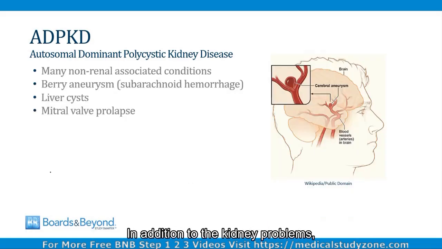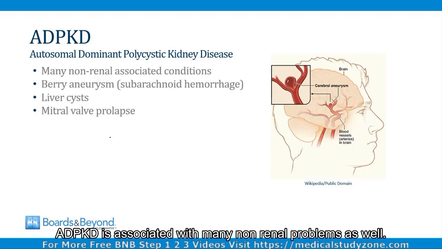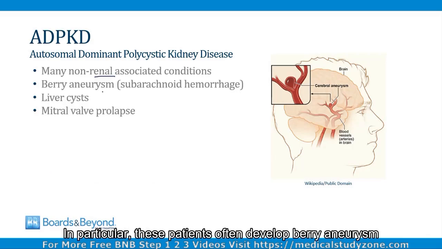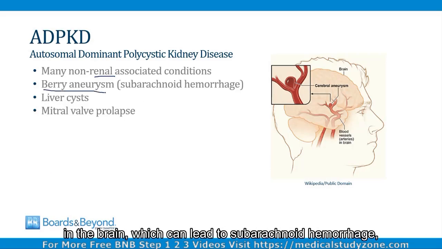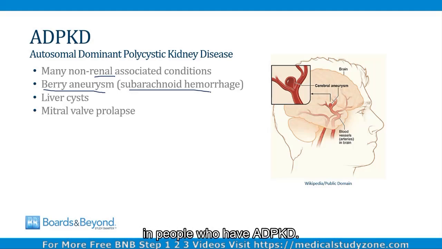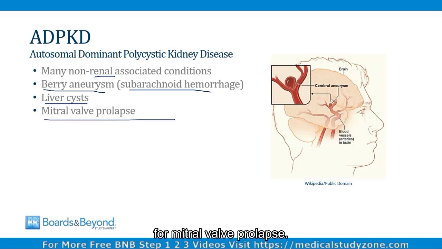In addition to the kidney problems, ADPKD is associated with many non-renal problems as well. In particular, these patients often develop berry aneurysms in the brain, which can lead to subarachnoid hemorrhage, and this is a common cause of death in people who have ADPKD. These patients can also develop liver cysts, and they're also at increased risk for mitral valve prolapse.